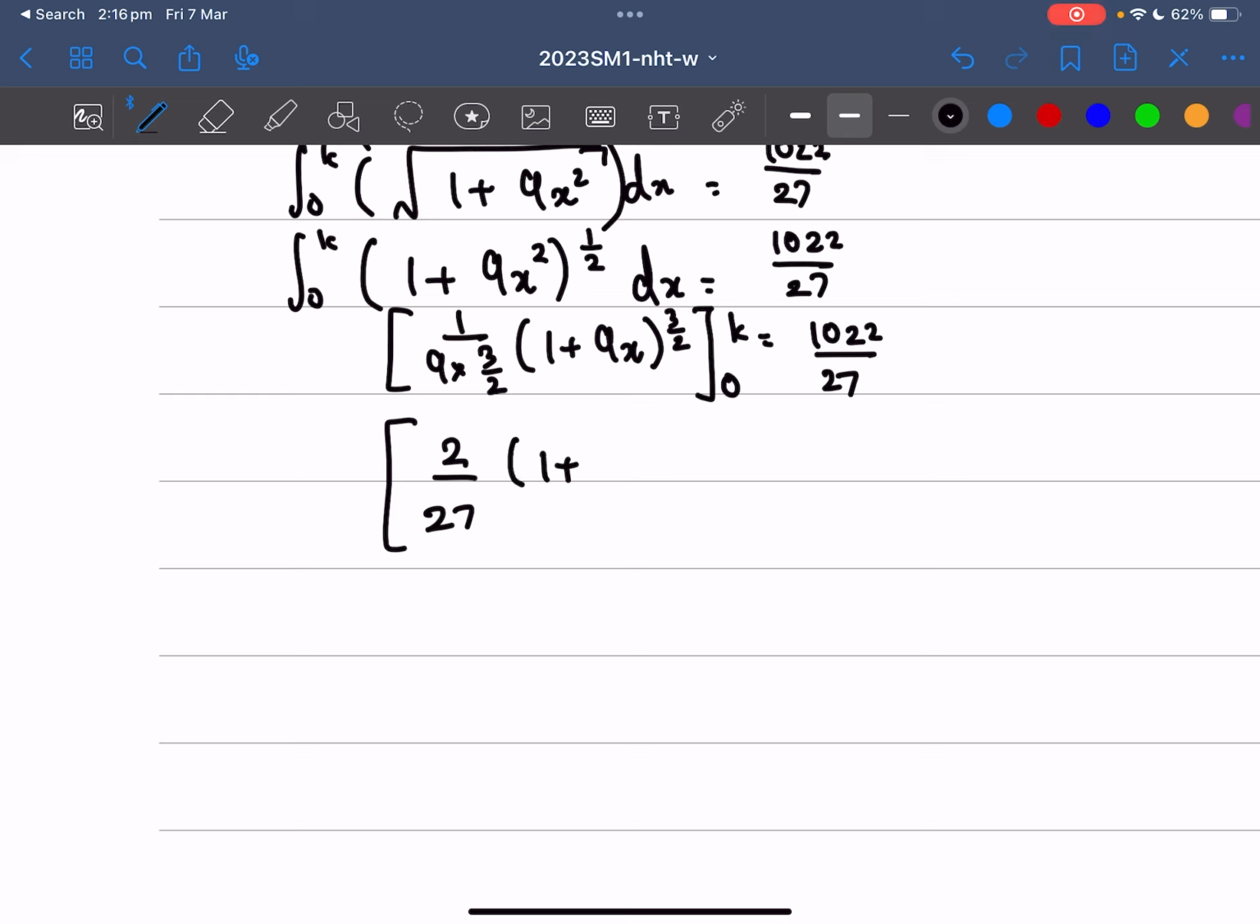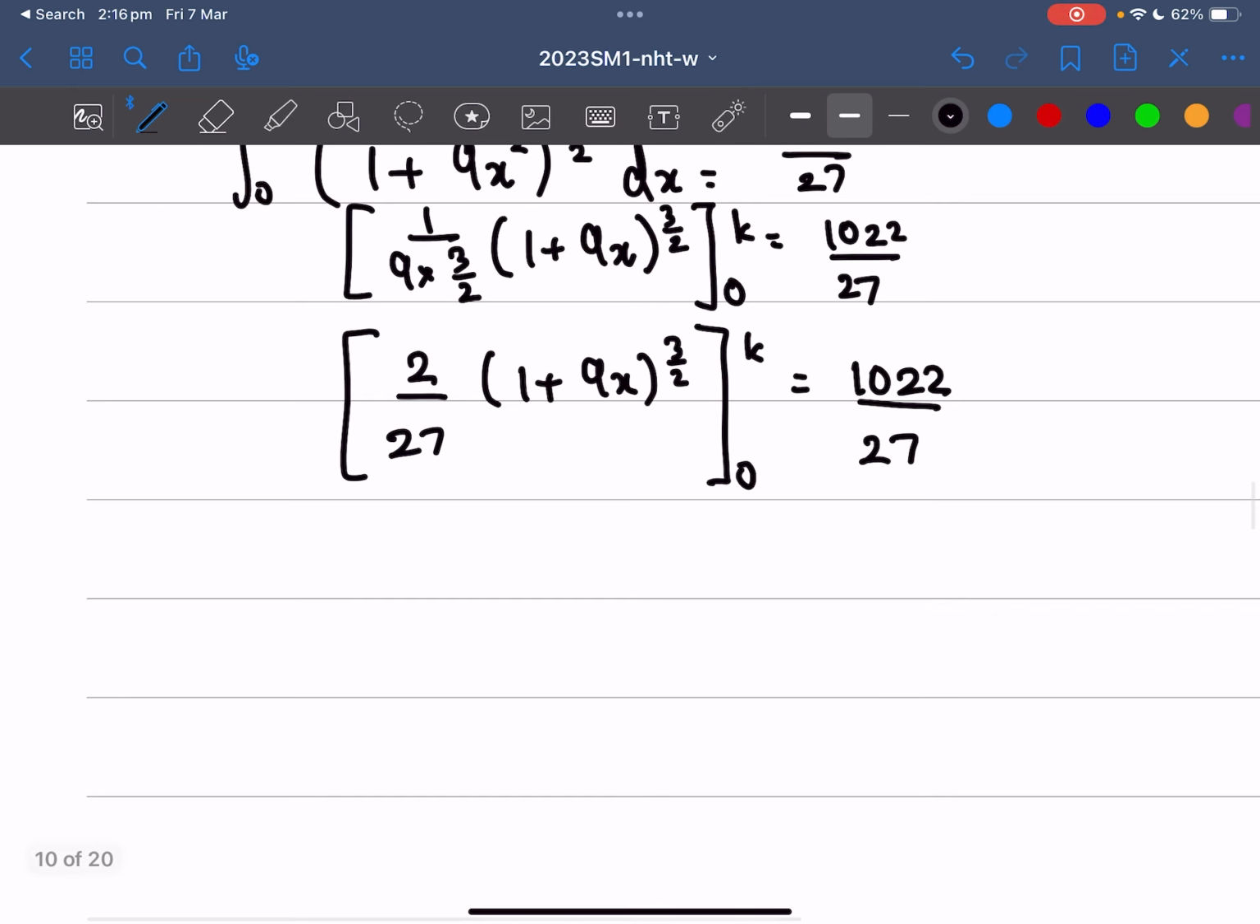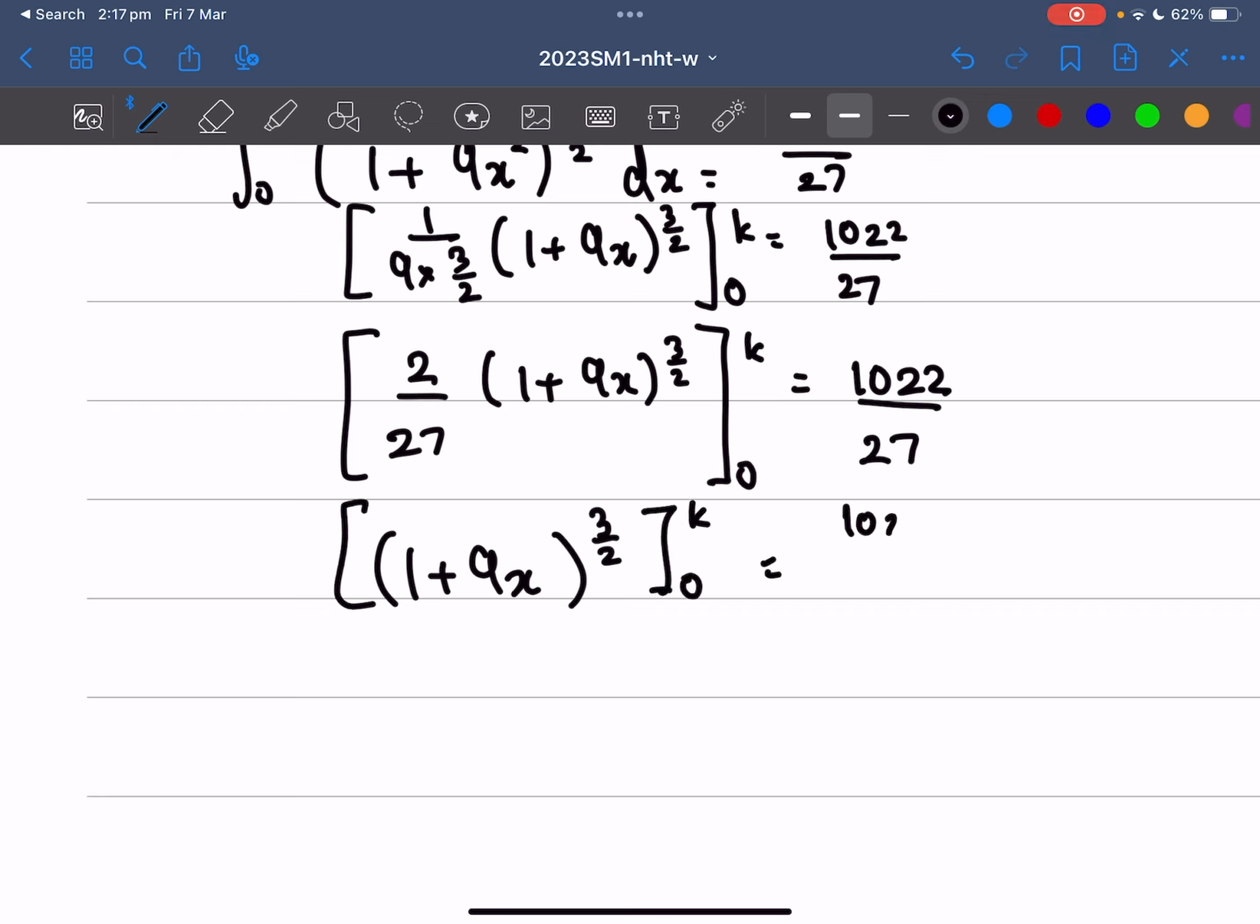Okay, plus that, 0 to k is equal to 1022 on 27. Now, of course, we can take out this scale over here. So 1 plus 9x to the power of 3 on 2, 0 to k is equal to 1022 on 27 times 27 on 2. So that and that will cancel out. So we'll get 1, so it's 5, 1, 1.